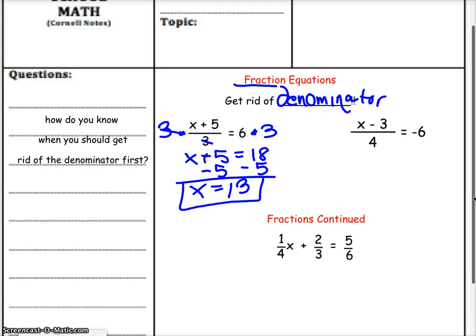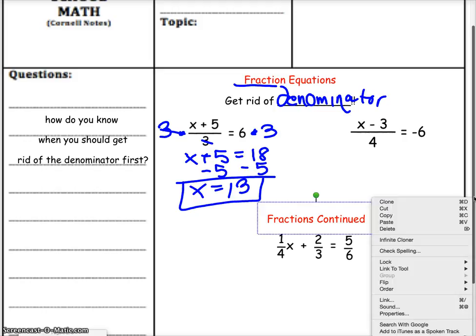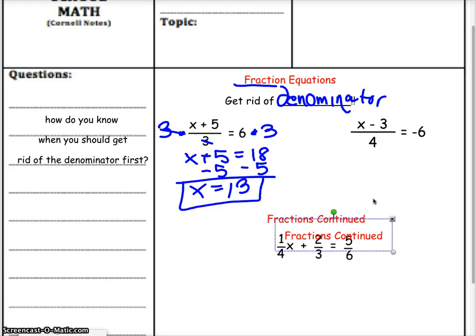This one we're not even going to do, so I'm going to get rid of it right now so I can make a problem that you're really going to do.